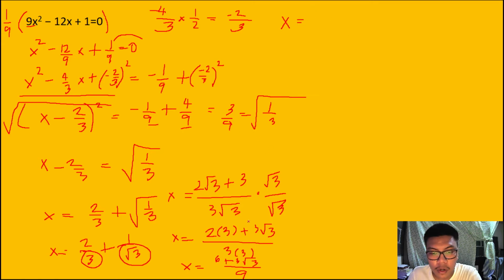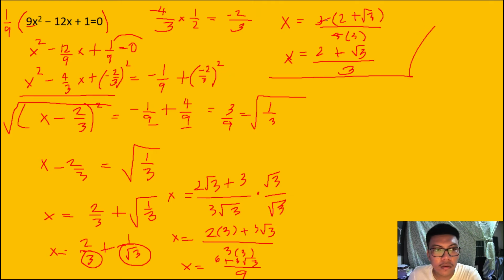So, common term natin, 3. So, factor out natin yung 3 sa 6 plus 3 square root of 3. So, we have 2 plus square root of 3 all over 3 times 3, di ba? So cancel yung 3. So we have now x is equal to 2 plus square root of 3 over 3. So ito ngayon yung ating sagot.